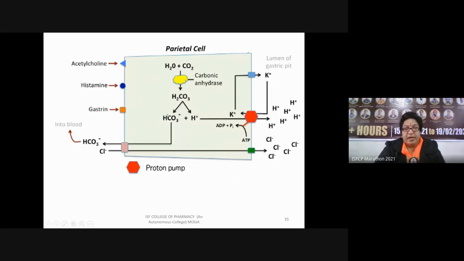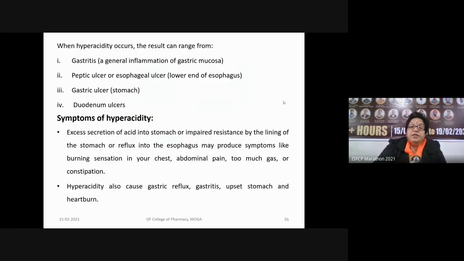This HCO3 ion is released into the blood. This H plus ion, that is hydrogen ion, is released in the lumen of the gastric pit, and through the help of this chloride and H plus, excess of HCl will be produced. When hyperacidity occurs, there are so many problems that can result.